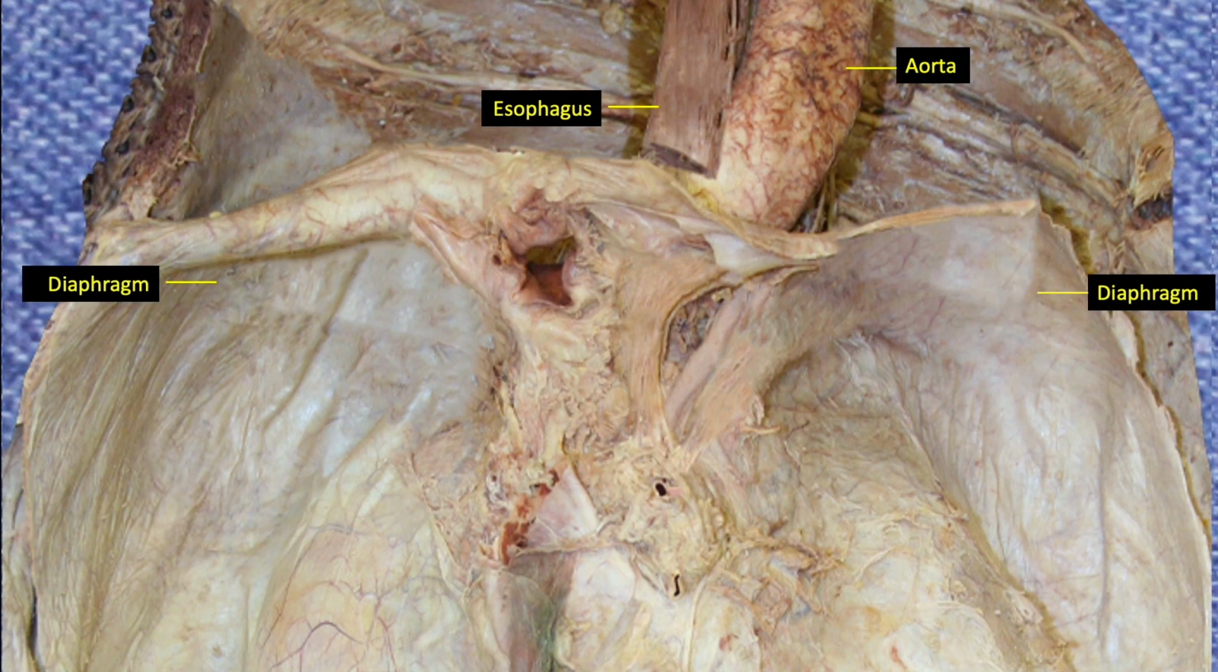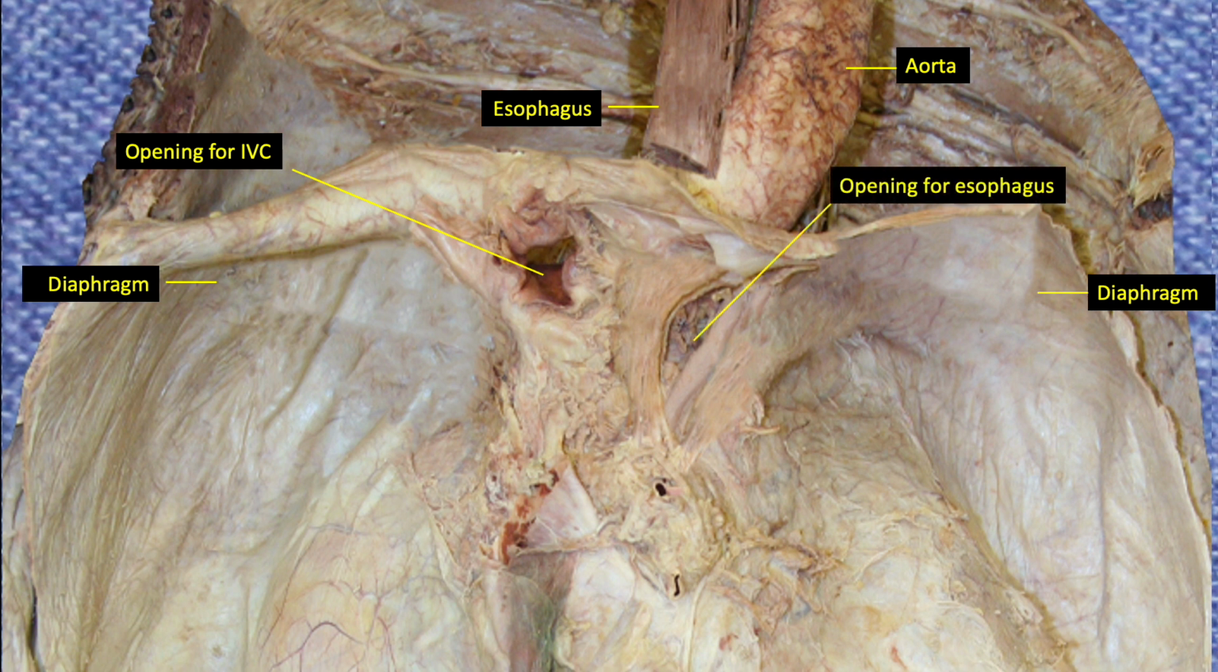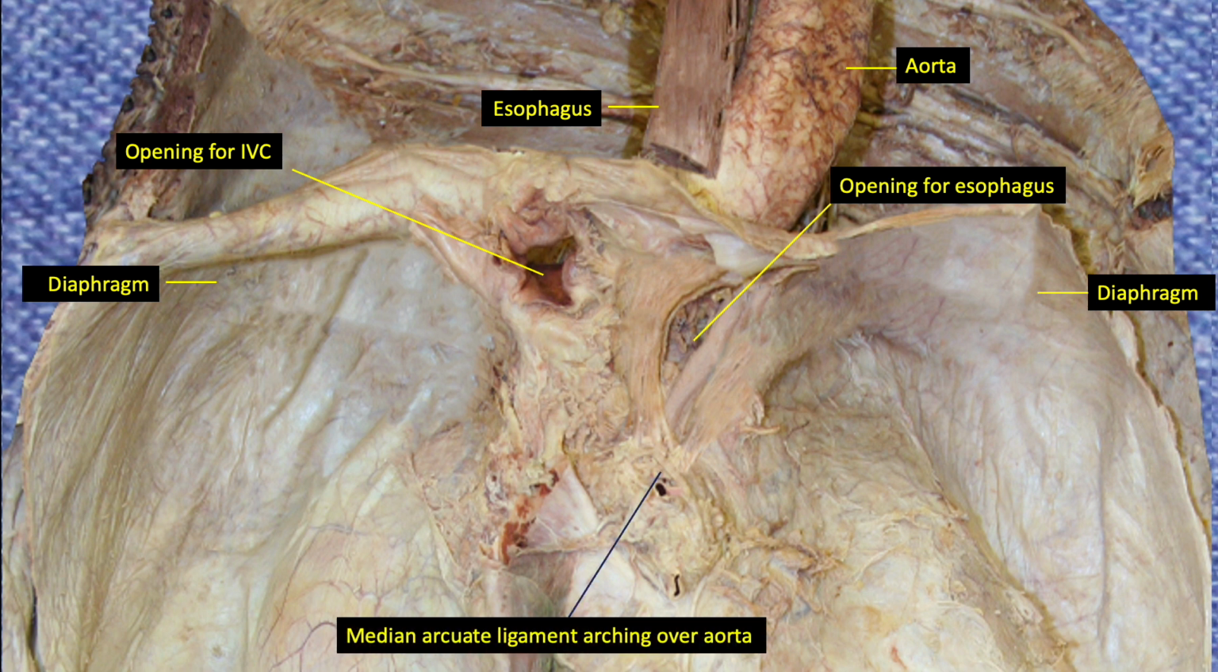We're now fully zoomed in on the area of the crura of the diaphragm, but in addition, we can see the esophagus and the aorta still in the thoracic cavity. The esophagus was pulled away from its esophageal hiatus. The dome of the diaphragm is labeled for orientation purposes. Now we can see the opening of the IVC in the central tendon, as well as the opening of the esophagus. The median arcuate ligament, arching over the aorta, can be discerned.